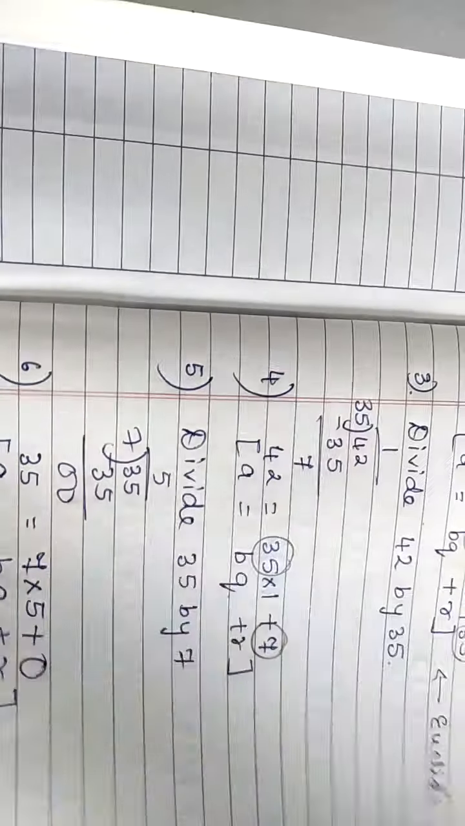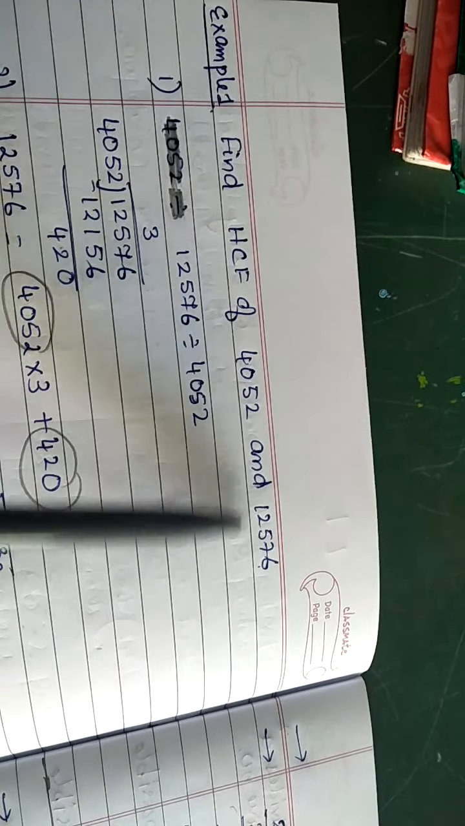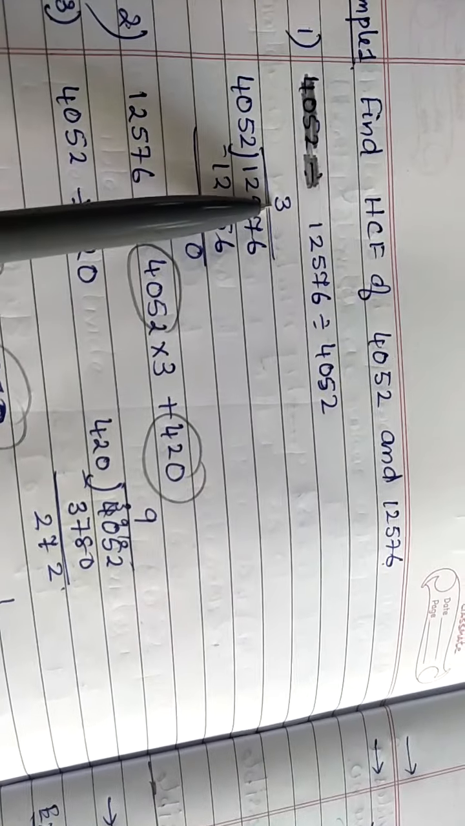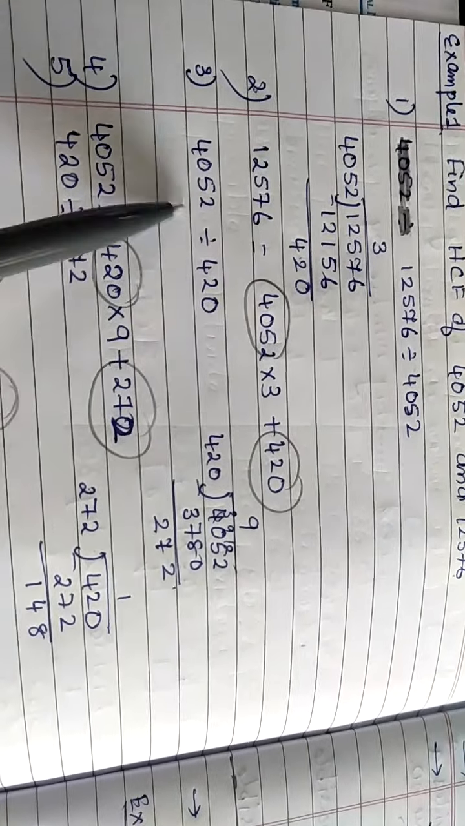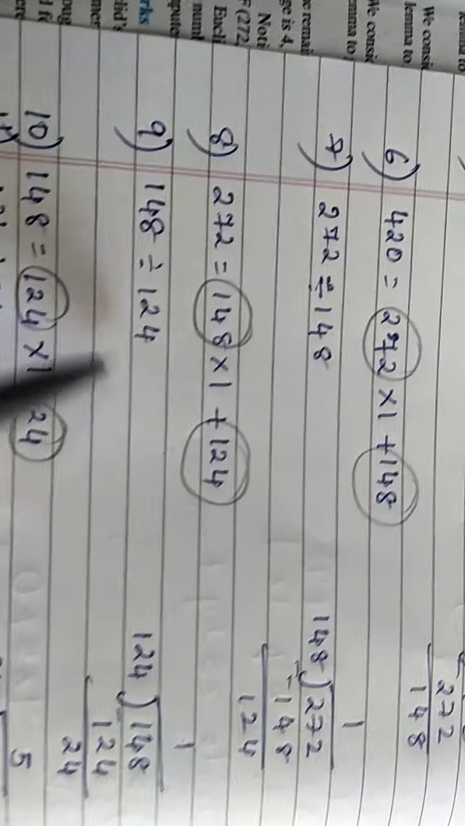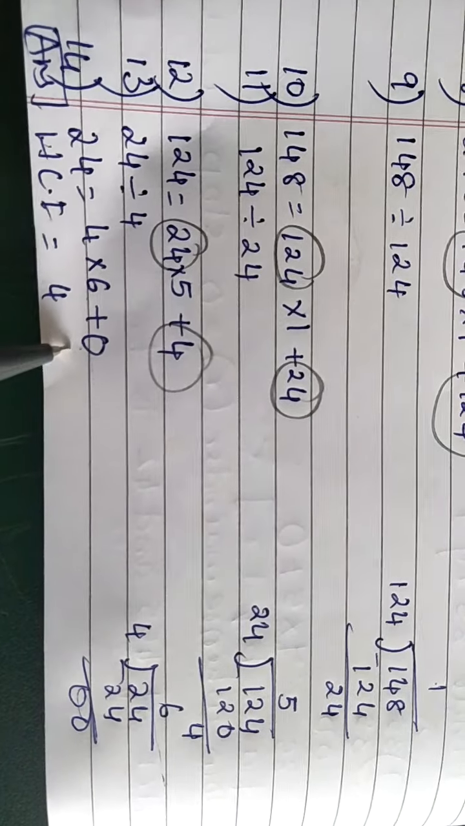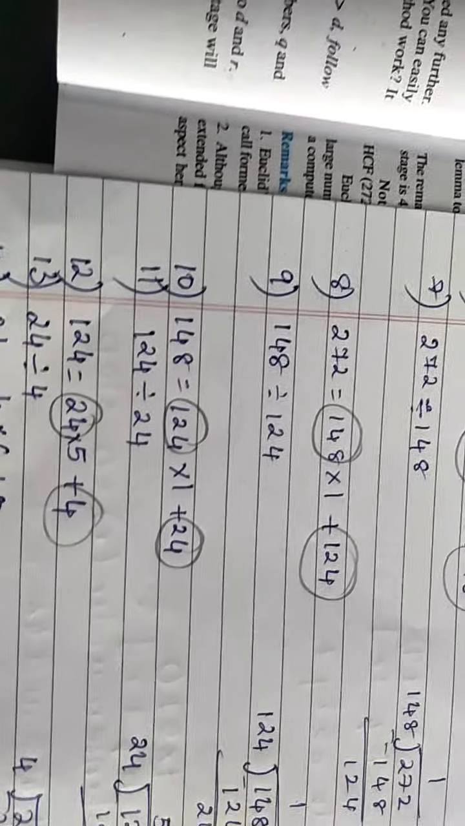Fine, we go for the next example. This is example number 1 of your textbook. You have these two numbers, so you have to divide the big number by the small number. You get this as a quotient and this as a remainder. Again, you take the divisor and the remainder as the next two numbers and go for the division. So you go on dividing till you get 0 as the remainder. In this step, when you get 0 as the remainder, you stop, and here the HCF is 4. Thank you.